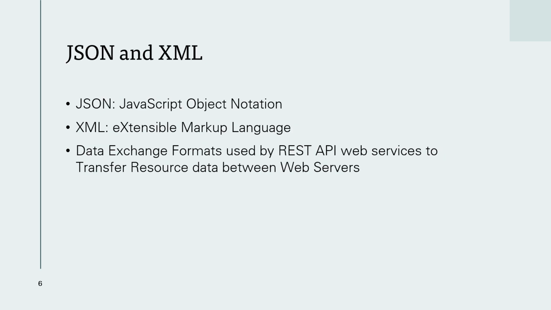So our last topic is JSON and XML. JSON stands for JavaScript Object Notation, and XML stands for Extensible Markup Language. And both of these are data exchange formats that are used by the REST API web services to transfer resource data between web servers. So that is it for the lesson.